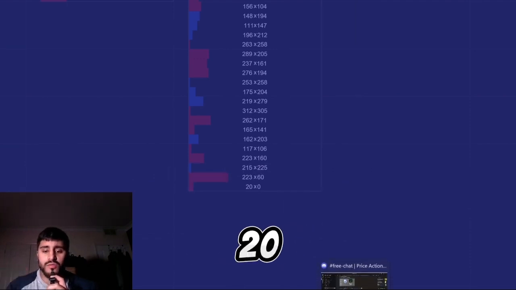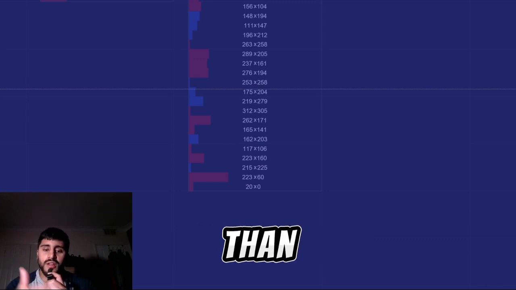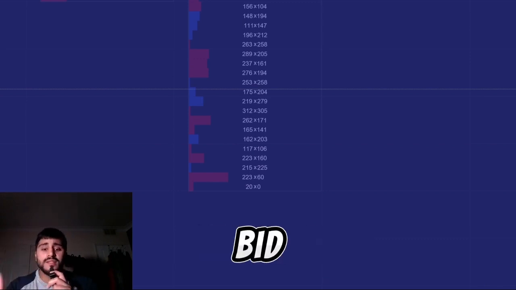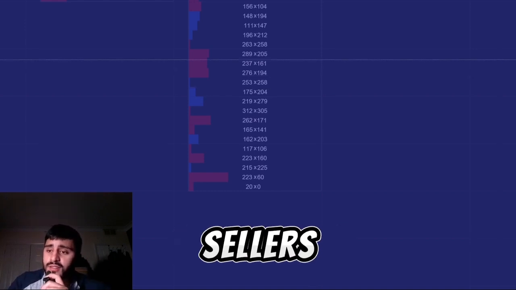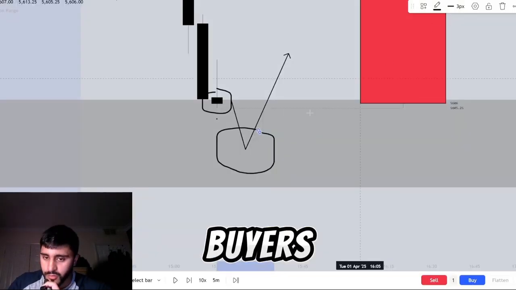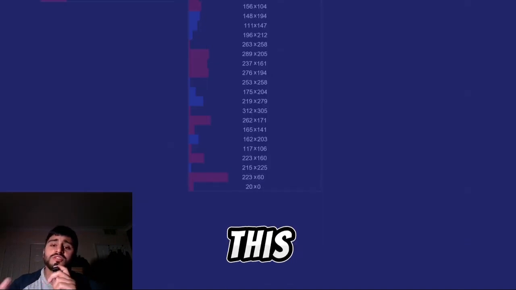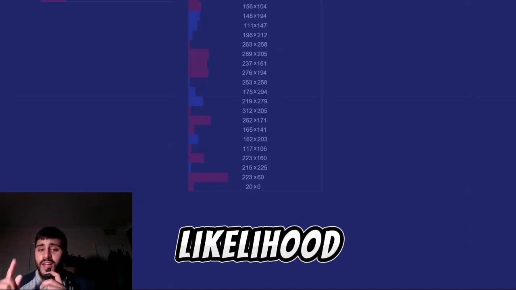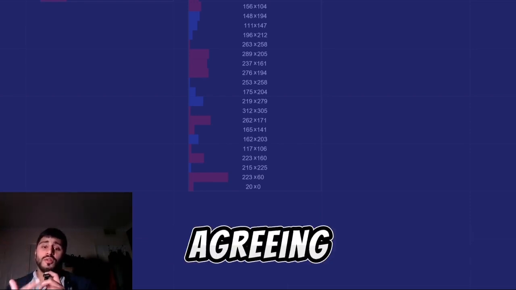So 223 for 60. There's significantly more selling volume than there is buying volume. The bid is significantly higher than the ask, which means that there are more aggressive sellers than there are aggressive buyers, right? Notice how we also see a 0 here at the bottom. So when you see a 0, this means that the auction is finished, and this significantly increases the likelihood that price is going to go up higher. So think of a 0 as the buyers and sellers agreeing on a fair price.